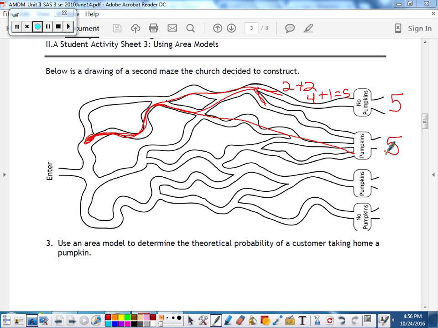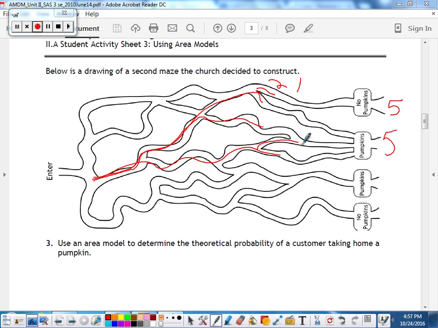Okay. Same idea for this third one. I can go from here all the way down there, that's 2 places, right here and here. And then I can go from here all the way over here, that's 1. And then I can go from here to here and here, that's another 2. And then I can go from here all the way through here, that's 1. So that's a total of 6 places that it can go.